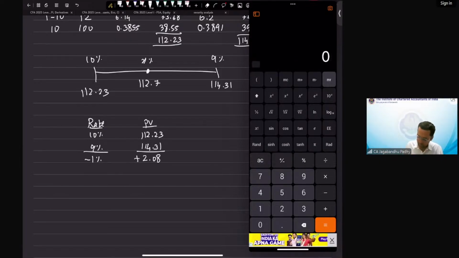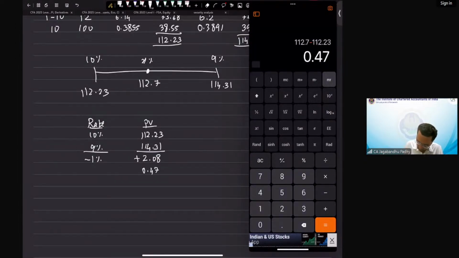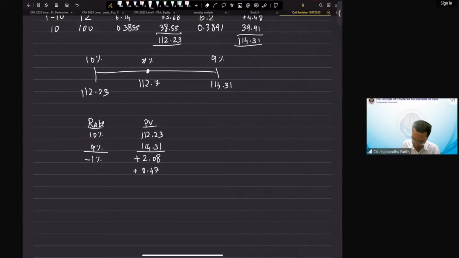Now, of course, the rate that we wanted, the value that we wanted is 112.7. So 112.7 minus 112.23, which is 0.47. We wanted to change it by 0.47. So what will be the rate? Change in rate.